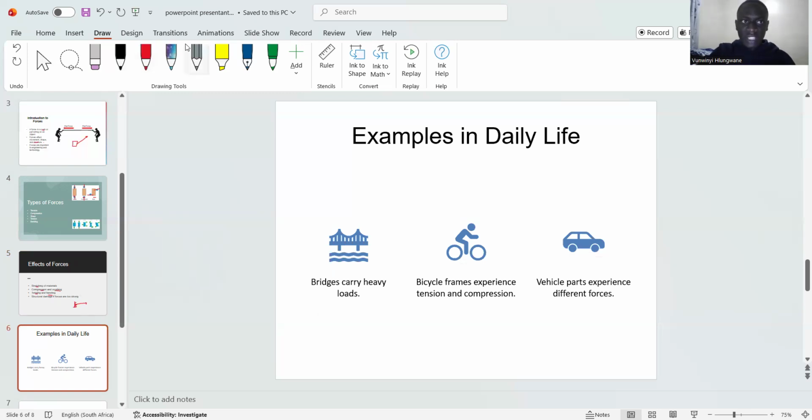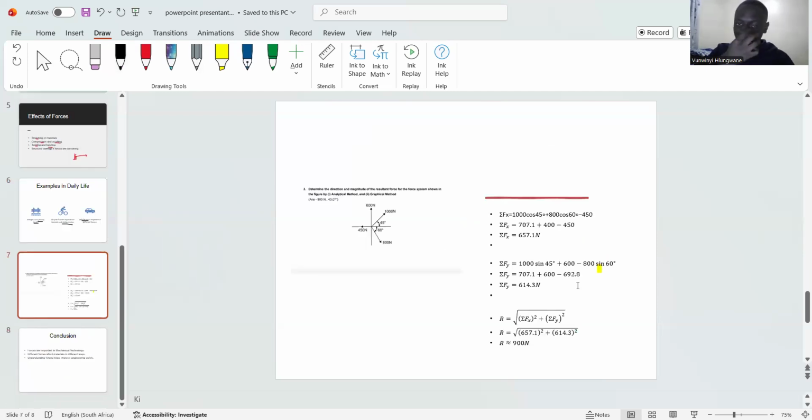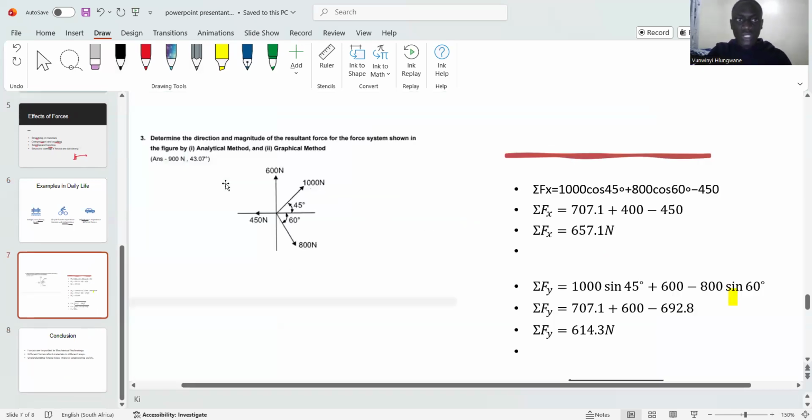Then we go to examples in everyday life. A bridge carries a heavy load, while a bicycle's frame experiences tension and compression. Then the vehicle parts experience different forces. Here we are going to use a simple calculation.